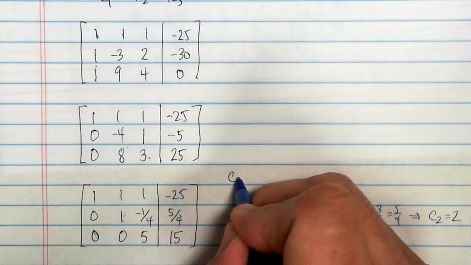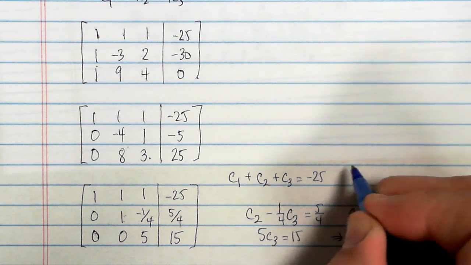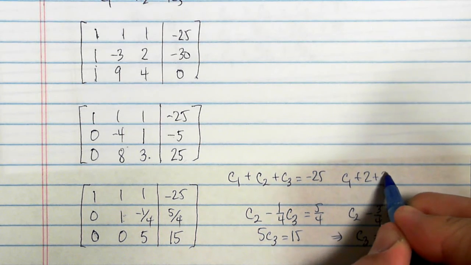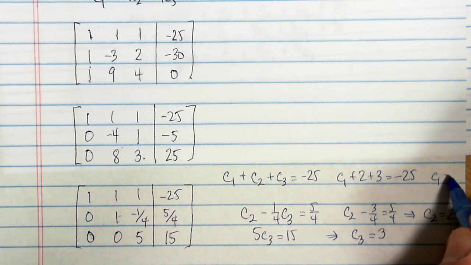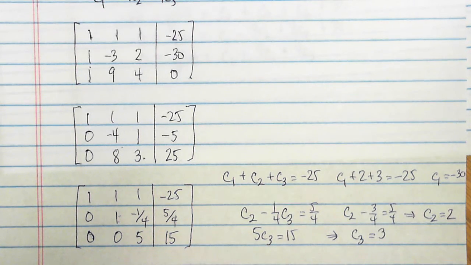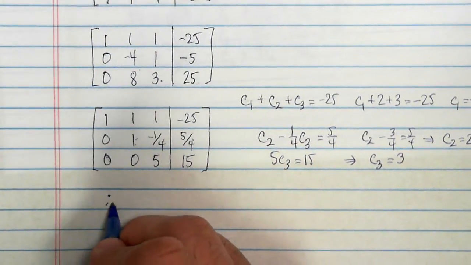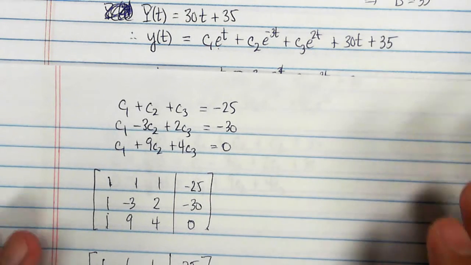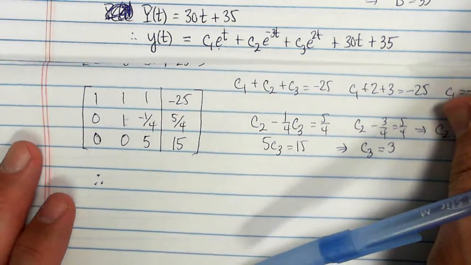Coming to the top row, C1 plus C2 plus C3 is equal to negative 25. So C1 plus 2 plus 3 is equal to negative 25, and so C1 is equal to negative 30. So finally, at long last, we get our solution. So coming back here, there is our C1, C2, and C3. We just solved for C1, C2, and C3.